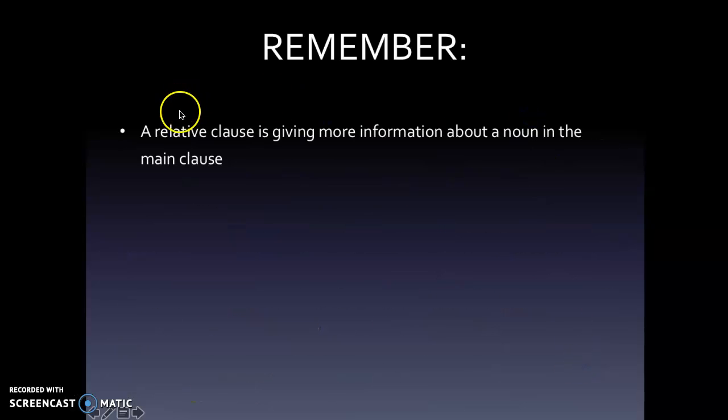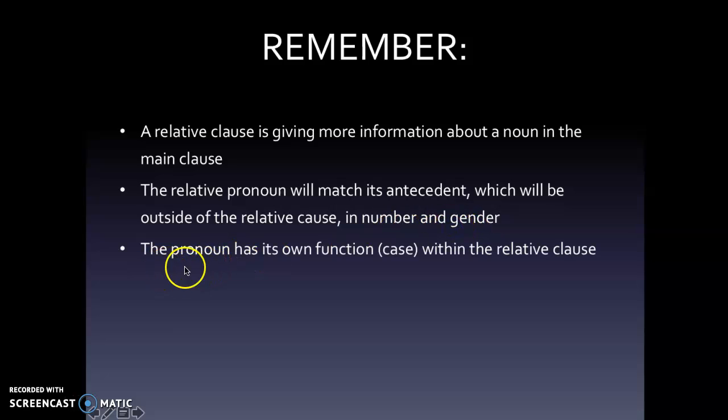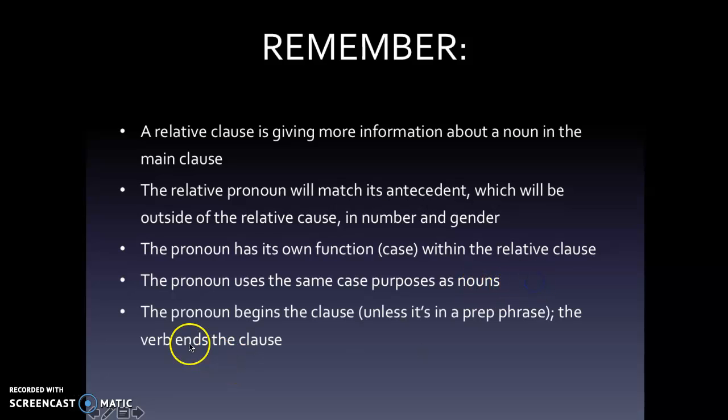All right, discipuli, remember a relative clause is giving more information about a noun in the main clause. The relative pronoun will match its antecedent, which will be outside of the relative clause, in number and gender. The pronoun will have its own function, or its own case, within the relative clause. The pronoun uses the same case purposes as nouns. The pronoun begins the clause, unless it's in a prep phrase. Think of that last example we did. And the verb ends the clause.